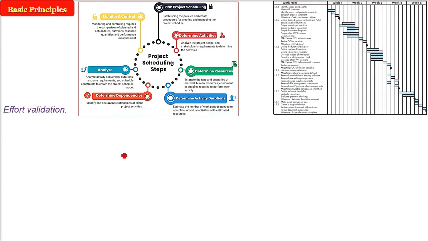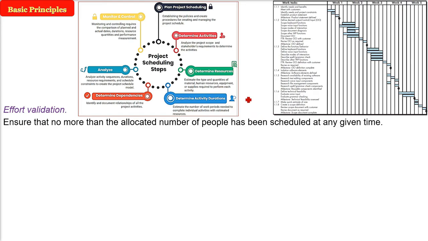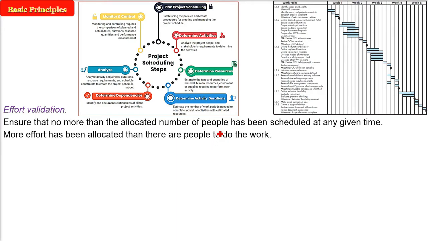Effort validation. Now what happens is, how many people you have allocated for what time. So ensure that no more than the allocated number of people have been scheduled at any given time. For example, 2 people working for say 7 days and 3 people working for say 3 days. More effort has to be allocated to the number of people that work.